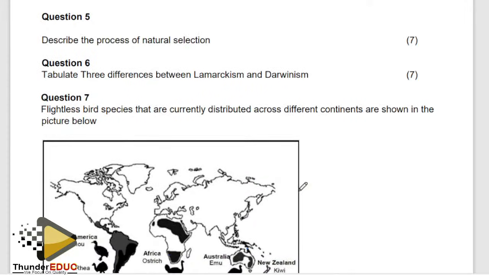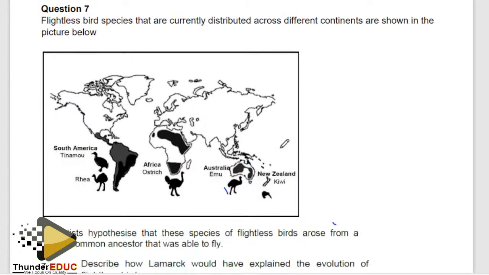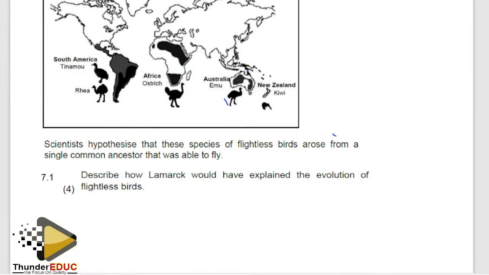But remember, they say that flightless birds are currently distributed across the zone. So now, if they had a common ancestor, yes. Let me check the question. You said a common high-flying small ancestral bird.